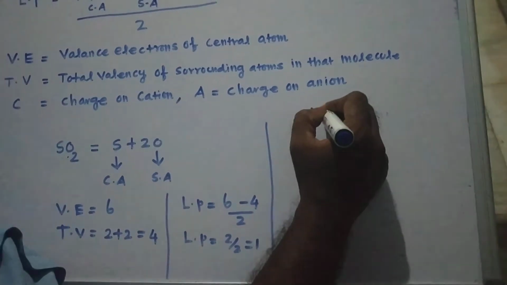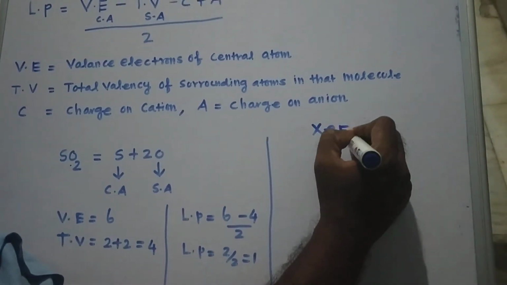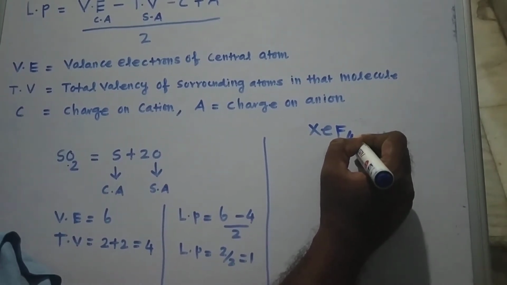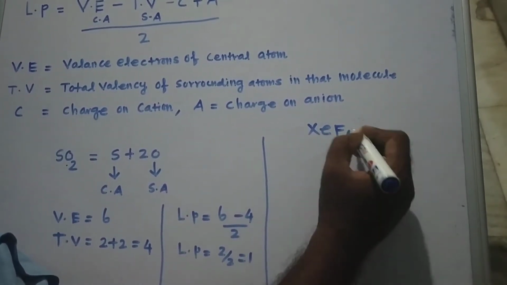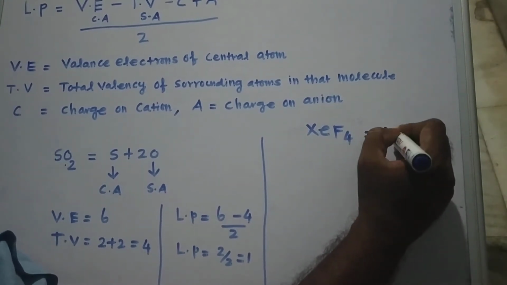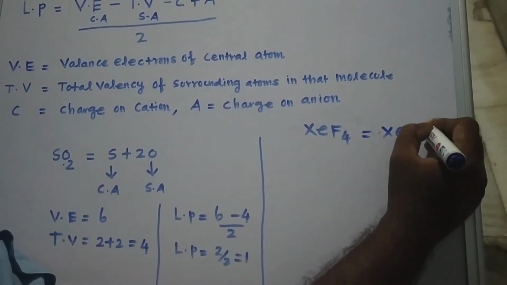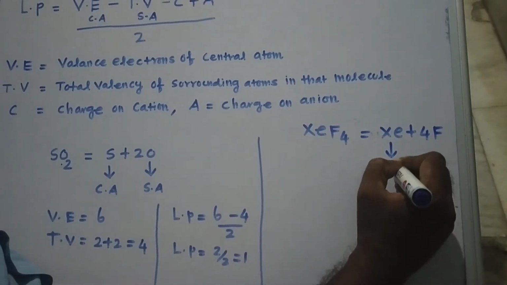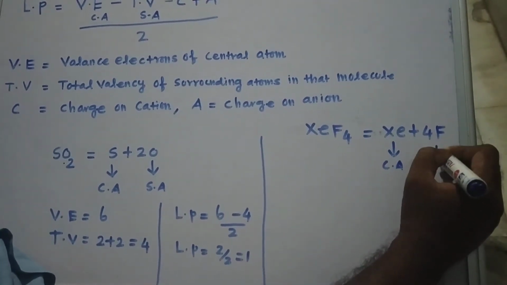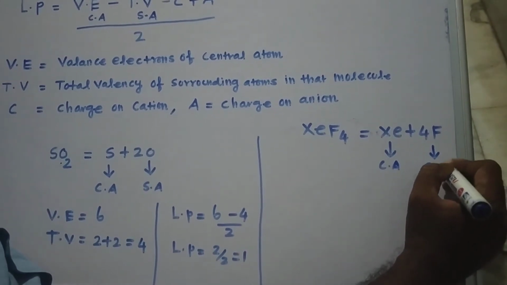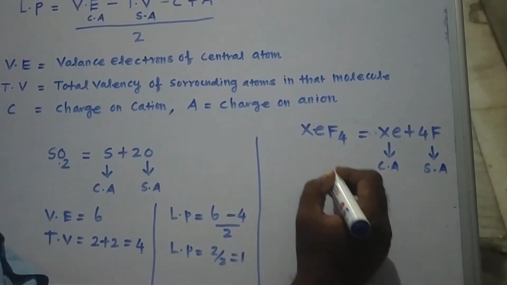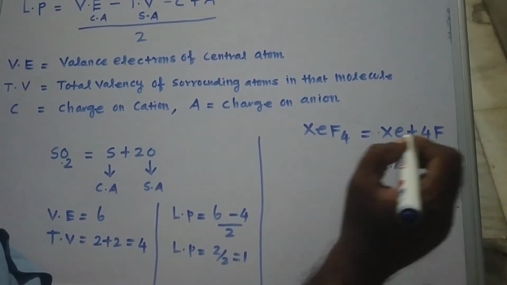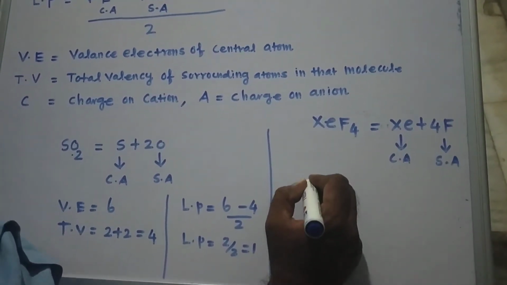Let us take XeF4, xenon tetrafluoride. It can be split up into Xe plus 4F. Here xenon is the central atom and fluorine is the surrounding atom. Now this molecule can be split up into Xe and 4F.